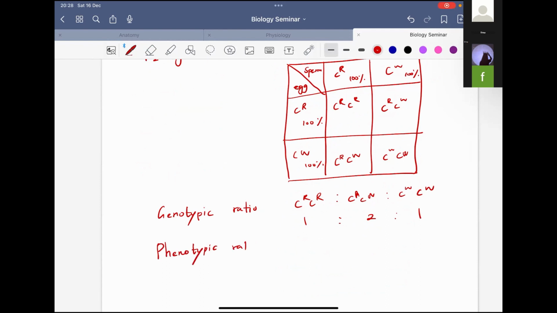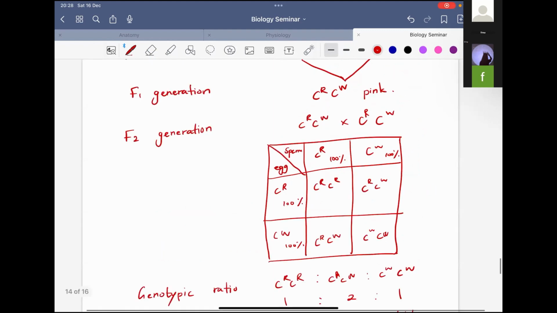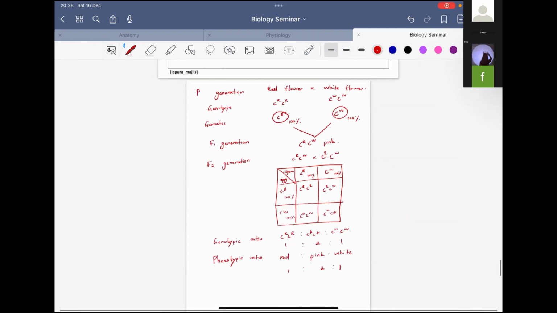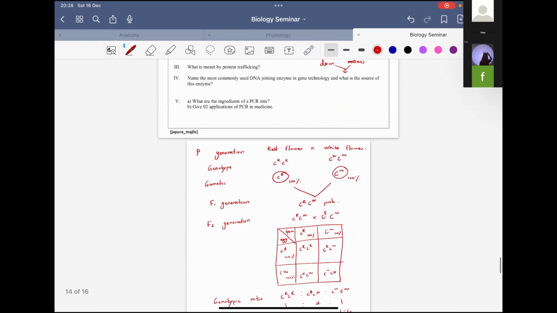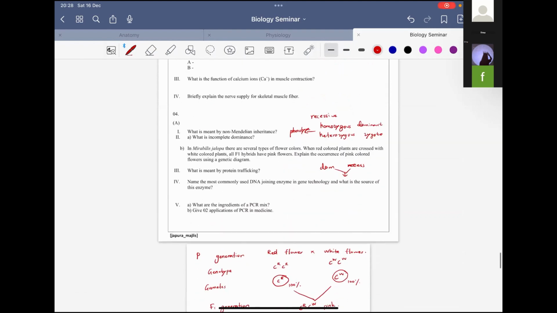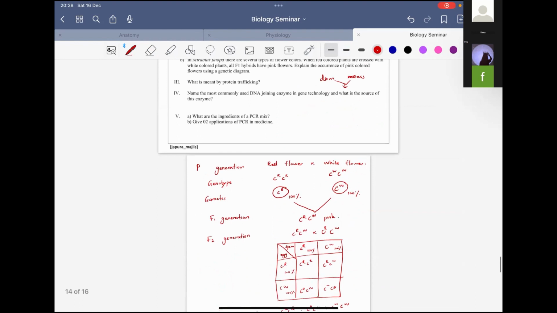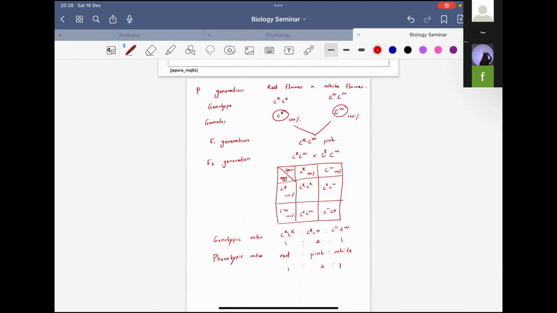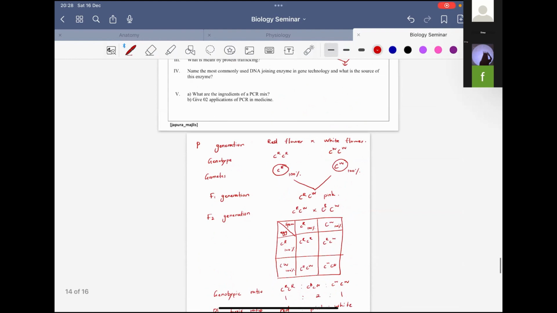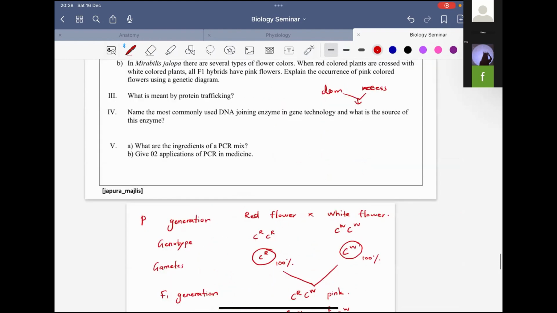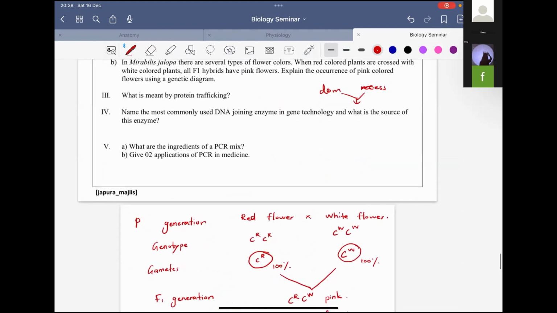So here you have red color, pink color, and white color flowers, 1:2:1. So this is the way you have to write the answer for question B of the second question. This is also in your resource book, I guess. Please check it. So that is all about incomplete dominance, and we have seen an example.